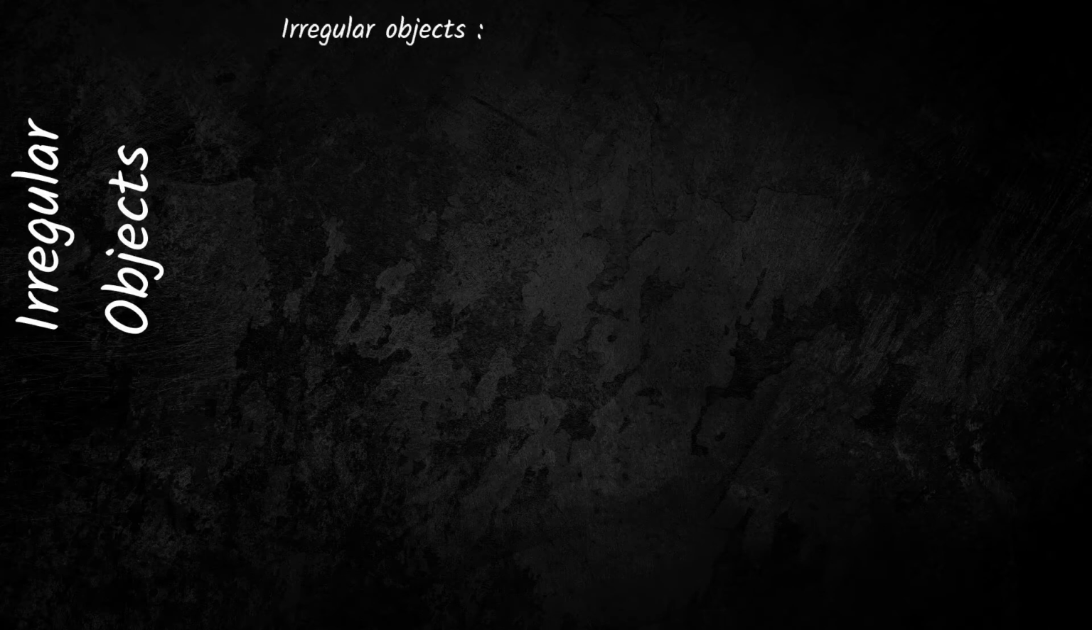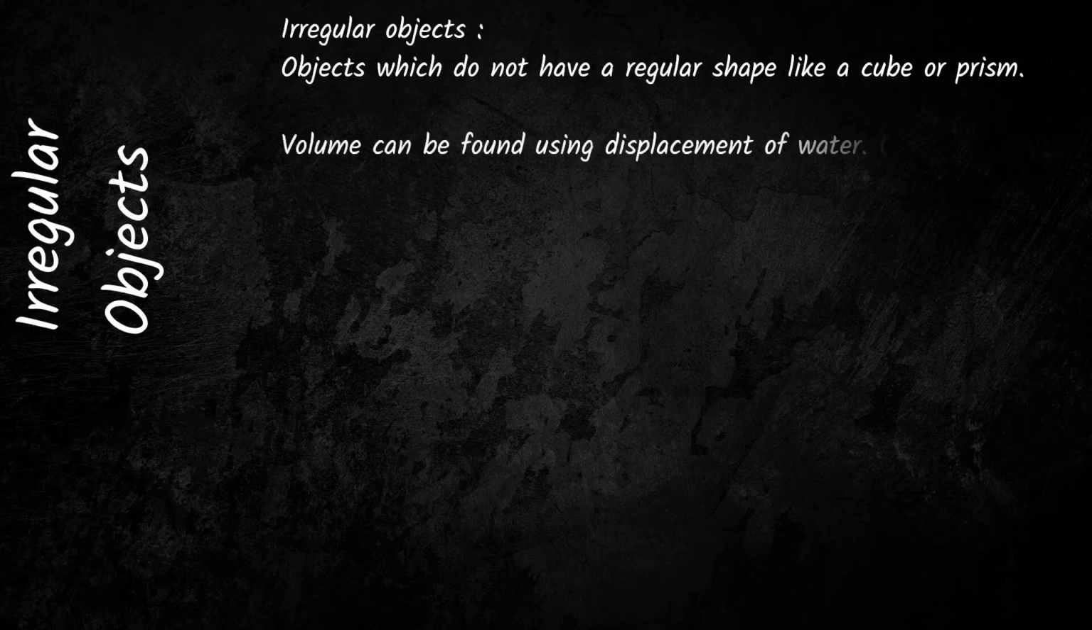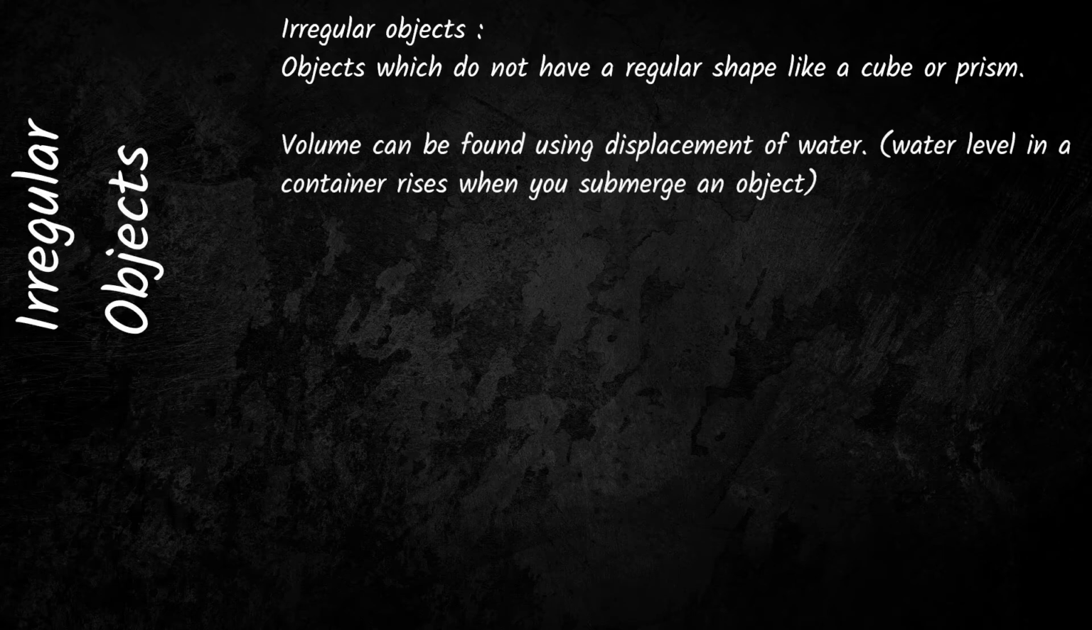Now, irregular objects do not have fixed shapes like cubes and prisms. Since there is no definite shape, there are no formulas that can be used to figure out the volume, and the volume can be found using other techniques such as displacement of water. What is displacement of water? When an object is submerged in water, it will cause the water level to rise. This rising of water level is known as water displacement.